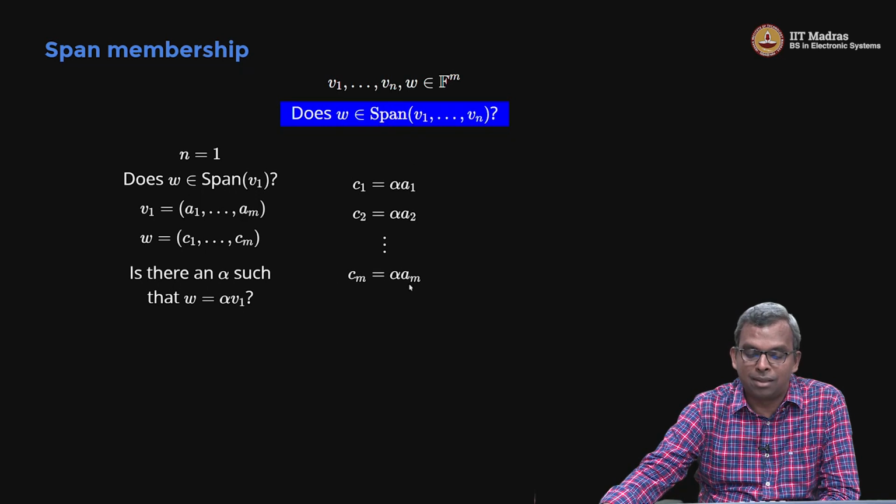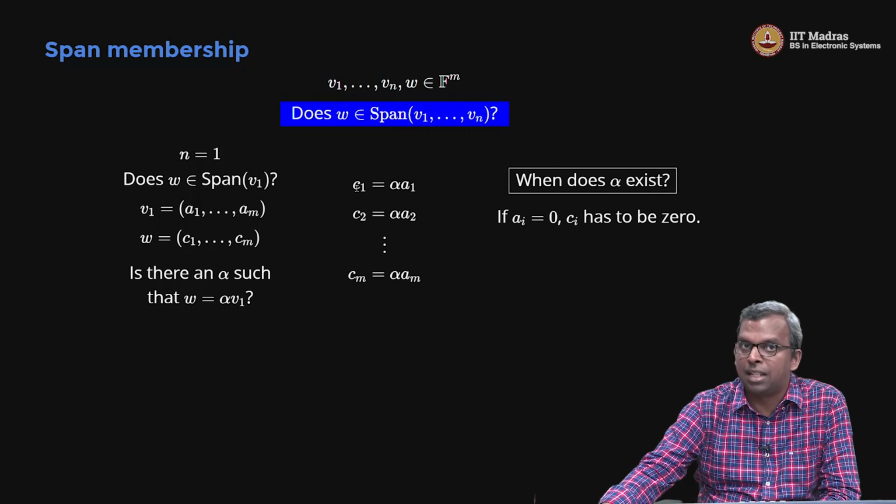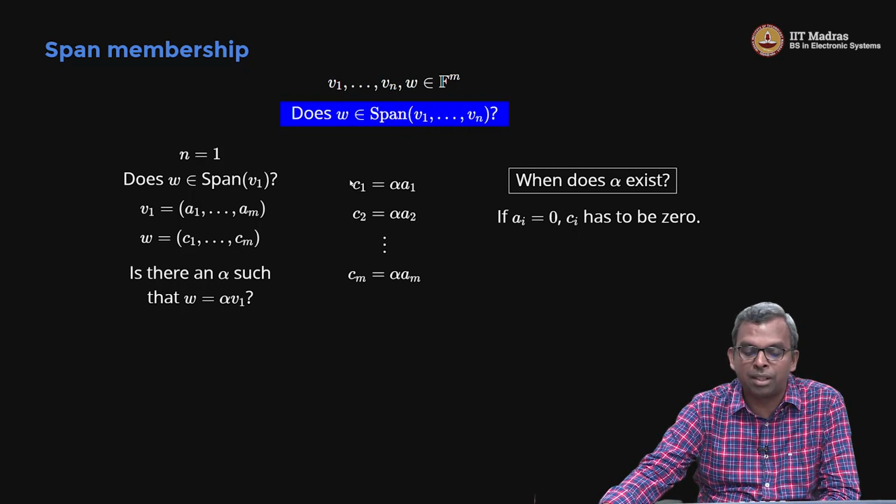Basically, this is the equation that this alpha has to satisfy. So, c1 has to be alpha times a1. The same alpha when multiplied by a2 should give you c2 and all that. So, all these guys should be multiples of this a1 to am with the same alpha. Now, this can be simplified. When does this alpha exist? There are two cases. One can easily see, if ai is 0, then ci has to be 0. Okay. So, this will help you quickly identify whether this is possible or not.